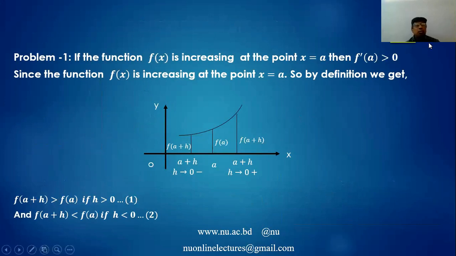So right now, if the function f of x is increasing at the point x equal to a, then the first derivative, that is f prime of a, is greater than 0. Since the function f of x is increasing at the point x equal to a, so by definition we get this. This is the problem. Try to understand. If the function f of x is increasing at the point x equal to a, then f prime of a is greater than 0. This is our problem, so we have to discuss it.